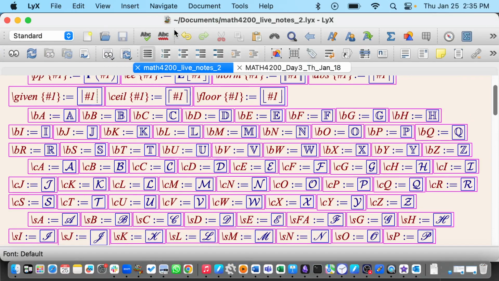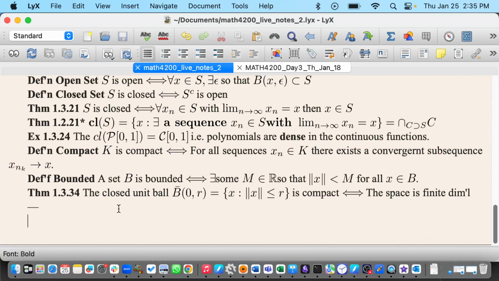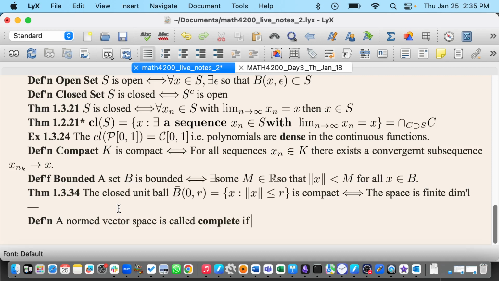Okay, so this is the little map, and this is the definition we're starting with today. The definition: a normed vector space, that's what we've been doing so far, is called complete if every Cauchy sequence converges. So if you're in a complete space, then the answer is yes. Of course, not every space is complete. Some spaces are not complete.